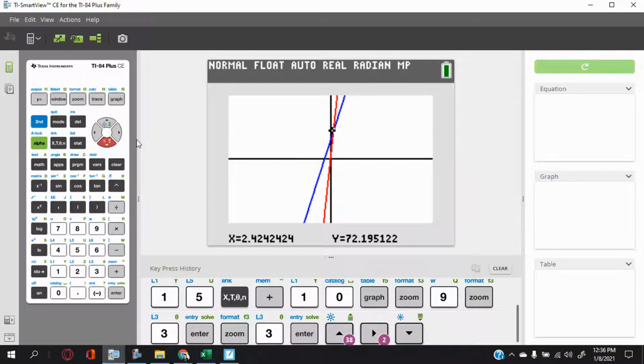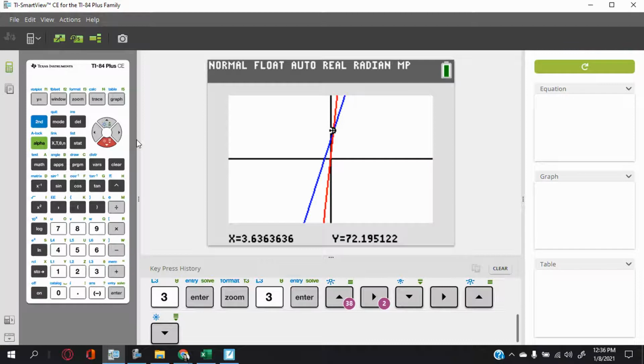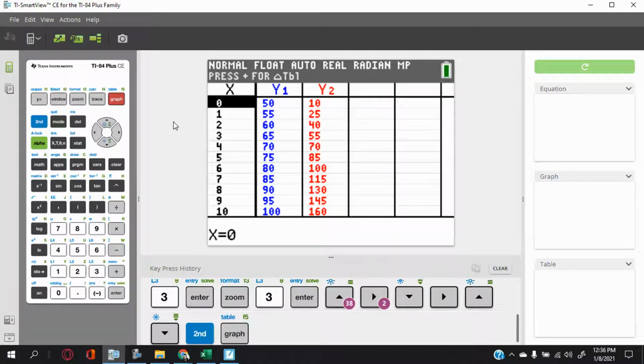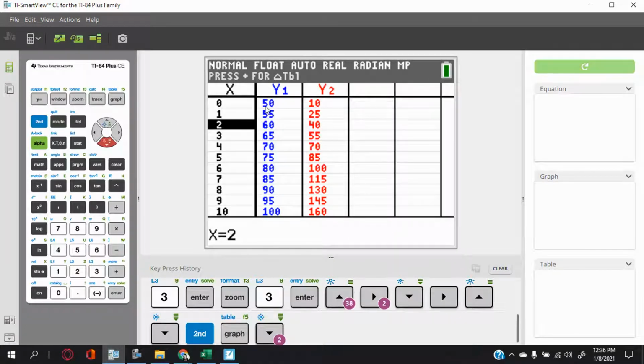All right, so let's recap. I zoomed out just to see that the two lines do intersect, and now I'm gonna, you see how I move my cursor? I'm gonna zoom back in just to get really close to see where that is. Now, of course, if you want to look at the table values, you can, and I just want to see where y1 and y2 are the same. So you see how when x is 0, right?